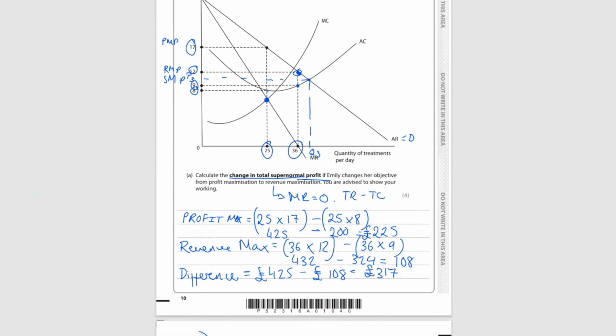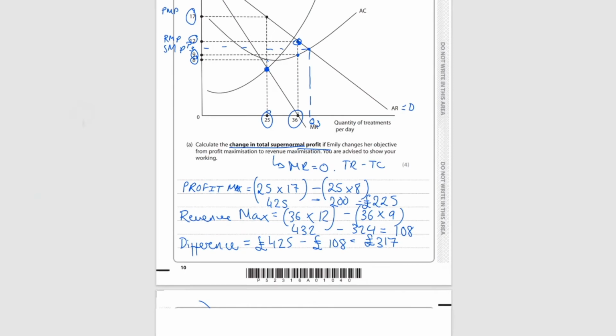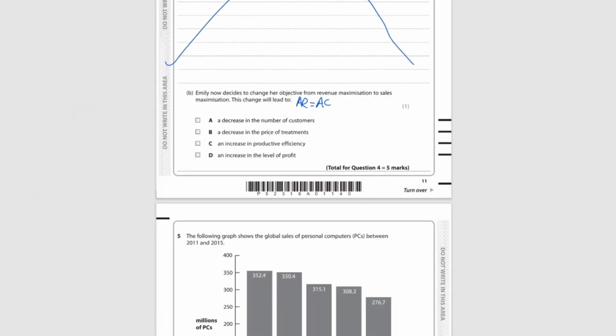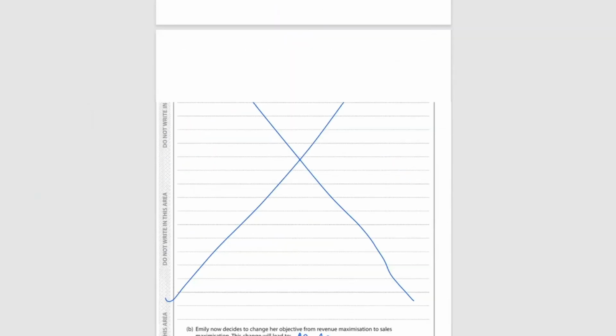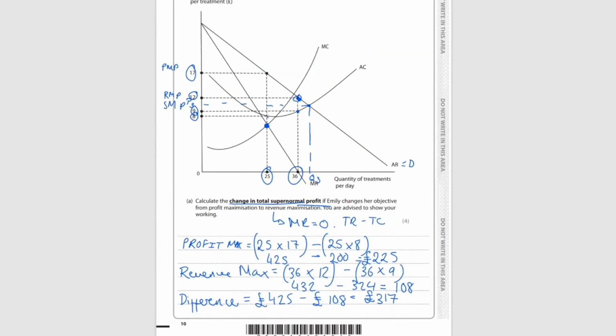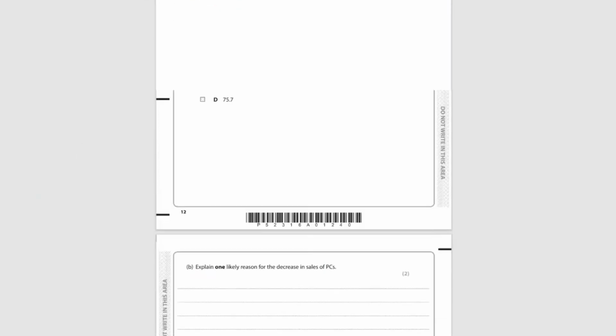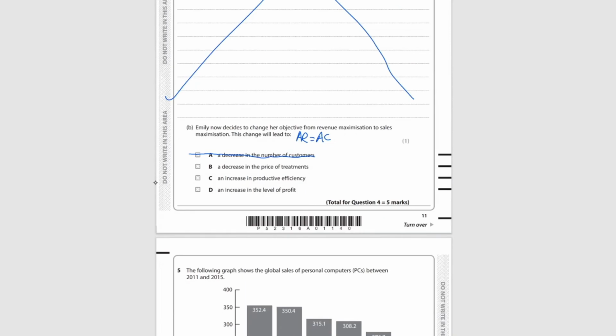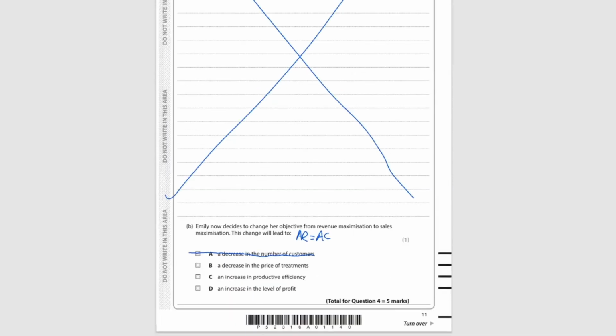So what we can see is that the price is lower, but they sell more of the product. So a decrease in the number of customers is wrong because the price is lower. A decrease in the price of treatments is potentially right? If we look at this, the price of treatments has gone down, but let's not just rule it out yet. An increase in productive efficiency.